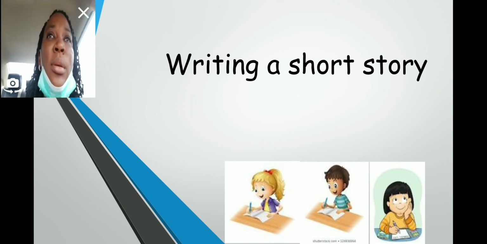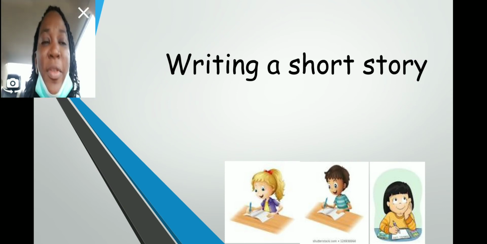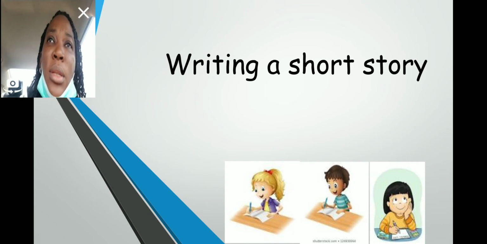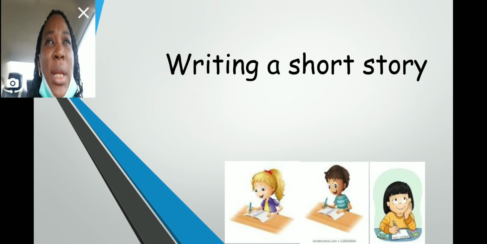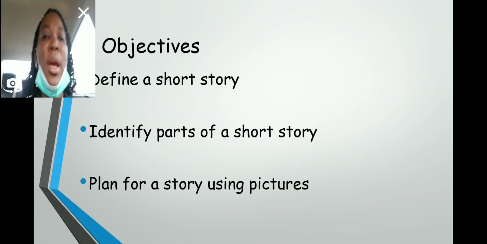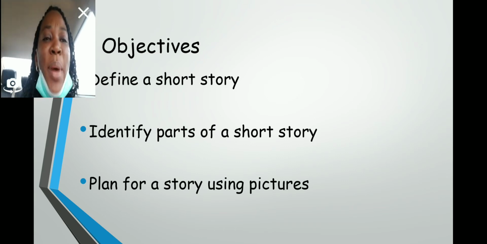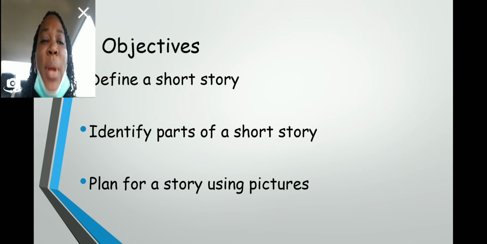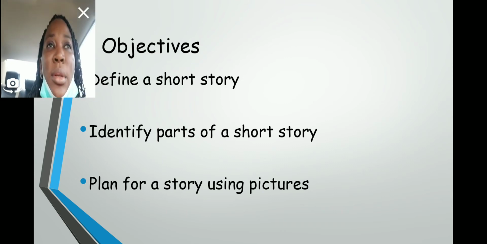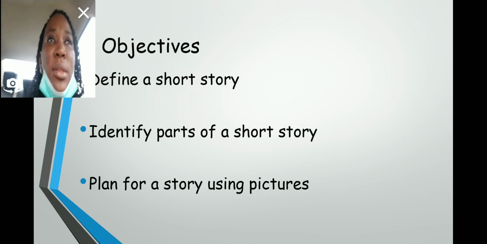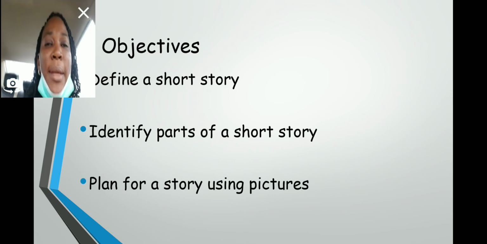Okay, we've been writing creatively for a very long time, on different kinds of topics that are not like the one we are going to consider today. After this lesson, you should be able to define a short story. You should be able to identify parts of a short story. You should be able to plan for a story using pictures or charts, using the four components of what a short story looks like.